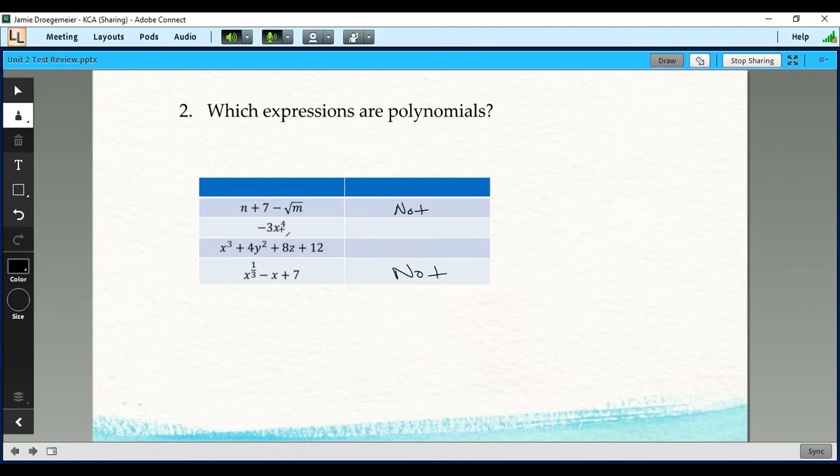If I look at these other two, that would be a polynomial. It would be a monomial. And then this one, we have multiple terms, 4 different terms. Everything looks good there. That would be considered a polynomial. So again, the things we can't have are a variable in a root, and we have to have whole number exponents.